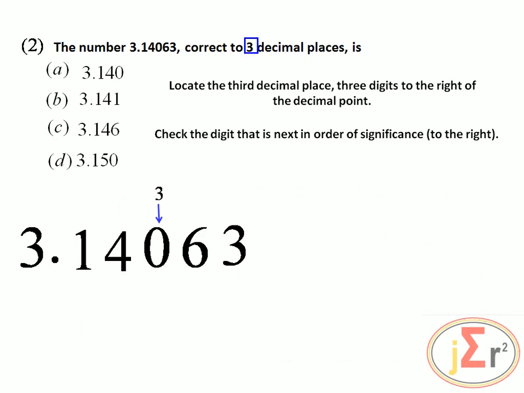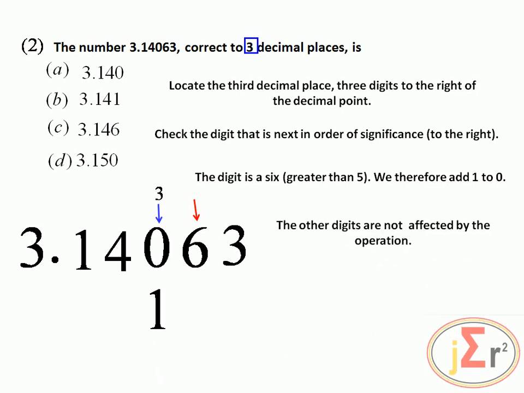Check the digit that is next in order of significance, that is the one immediately to the right. The digit is a 6, which is of course greater than 5. We therefore add 1 to 0. If the digit next in order of significance is 5 or greater, then we will add 1 to the digit in question, which is 0. So 0 plus 1 is equal to 1. The other digits are not affected by the operation.